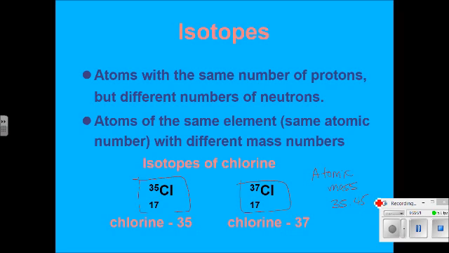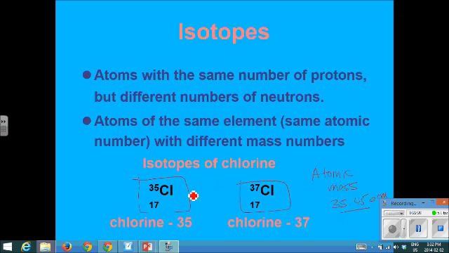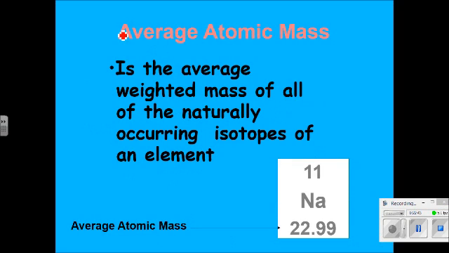Okay, now where does this number come from? This number here, 35.45, is not 35 exactly, and it's not 37. You can never have an atom that has 0.45 of a proton or 0.45 of a neutron. So where's this number coming from? Well, as it turns out, it's actually an average atomic mass. It's the average weighted mass of all the naturally occurring isotopes of an element. So that 35.45 means that there's actually more 35 isotopes than there is 37. So it works out to an average.